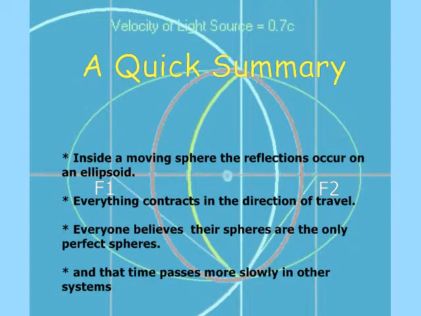The moving sphere is contracted. Inside the sphere, the reflections occur on an elliptical locus. Everyone believes that their own system is not contracted. Time passes more slowly in the other systems.